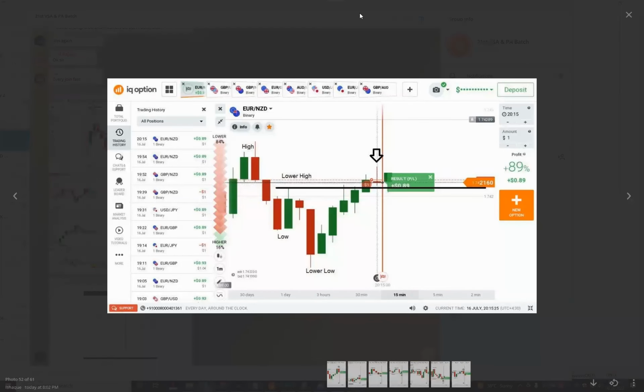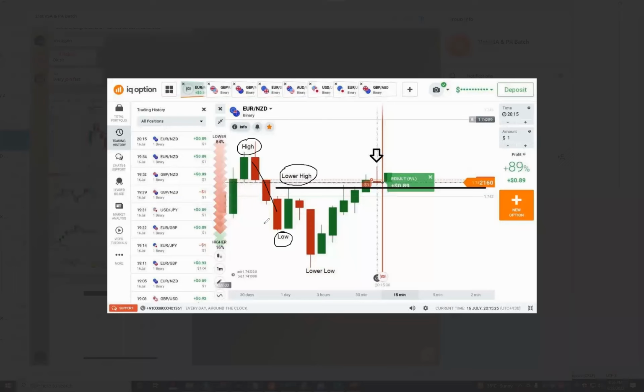Check here. The price starts from a high, moves to a low, then moves up to a lower high. Is the screen clear? Now it's clear. And then price is at the lower high, lower low. See, is it a structure? Yes. This structure means when price broke this area, the next candle will reverse back.